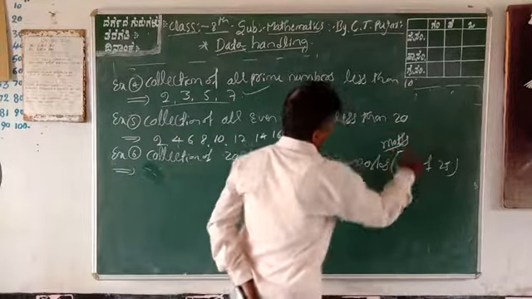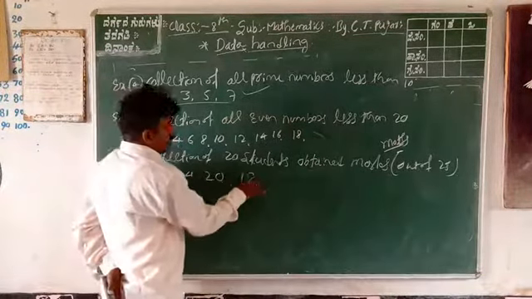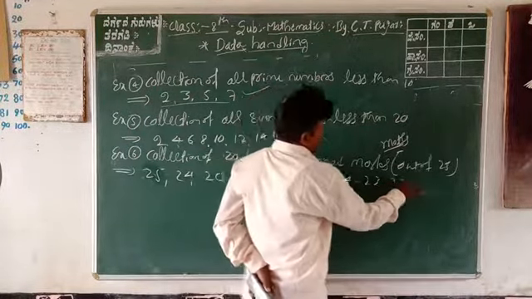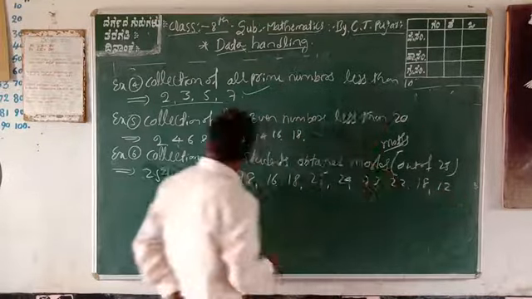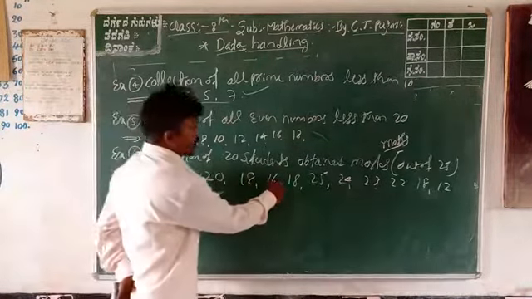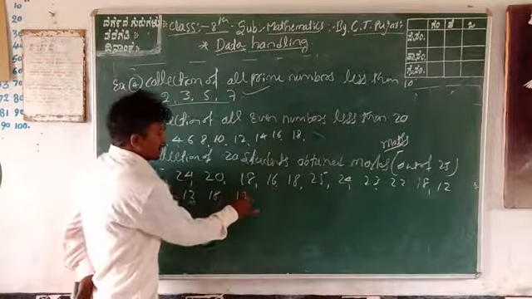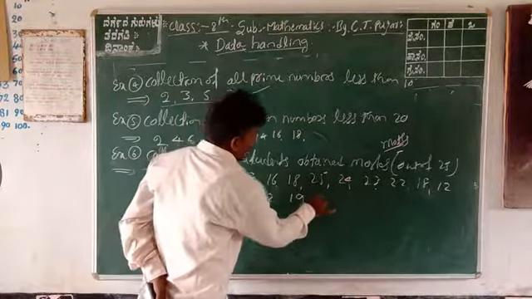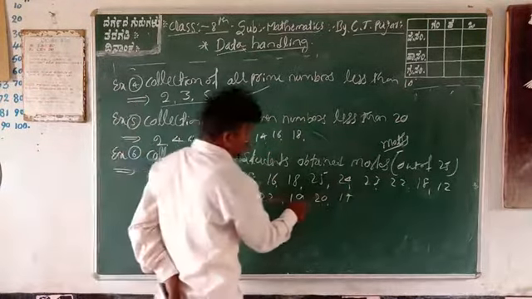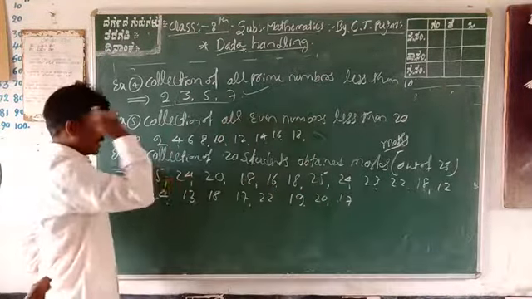Marks in maths. Therefore, one student got 25, 24, 20, 18, 16, 18, 25, 24, 23, 22, 18, 12, 24, 30, 18, 17, 22, 19, 21, 17. That makes 20 students here.